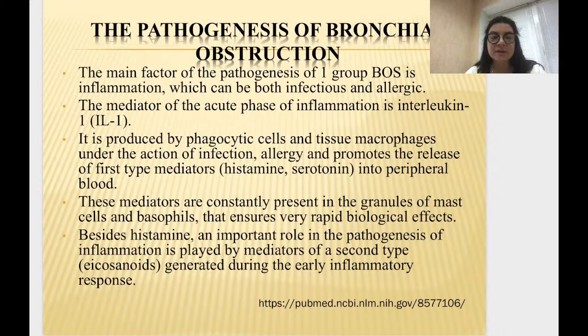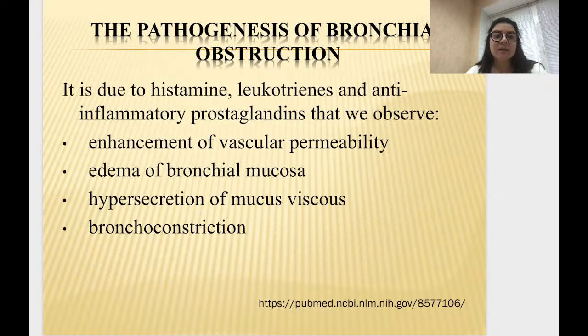Besides histamine, an important role in the pathogenesis of inflammation is played by mediators of the second type like eicosanoids, generated during the early inflammatory response. It is due to histamine, leukotrienes, and prostaglandins that the following were observed: enhancement of vascular permeability, edema of bronchial mucosa, hypersecretion of viscous mucus, and bronchoconstriction.